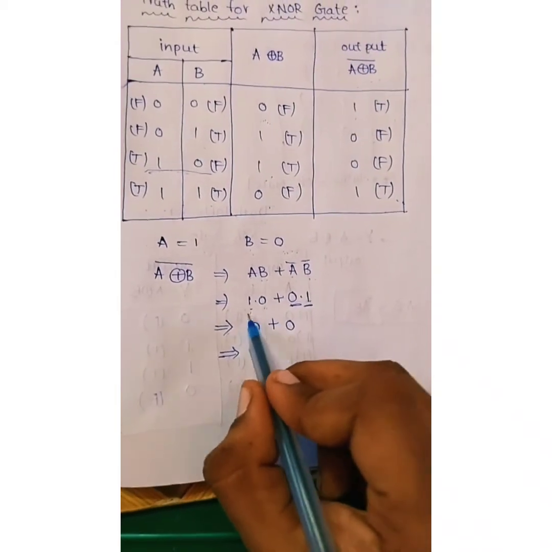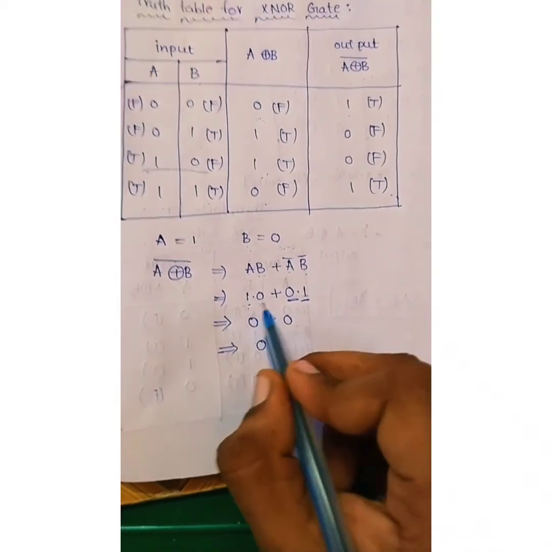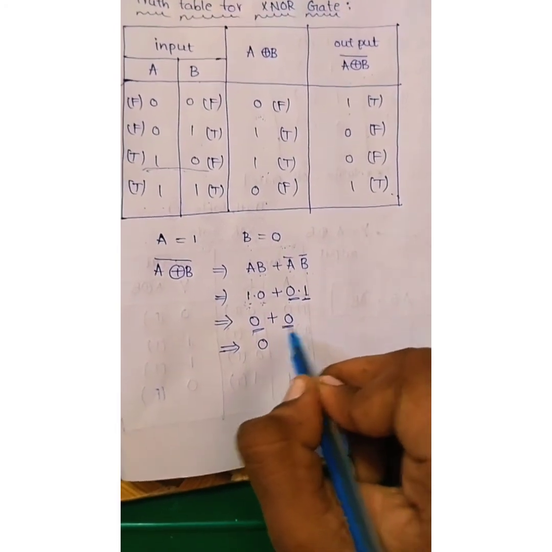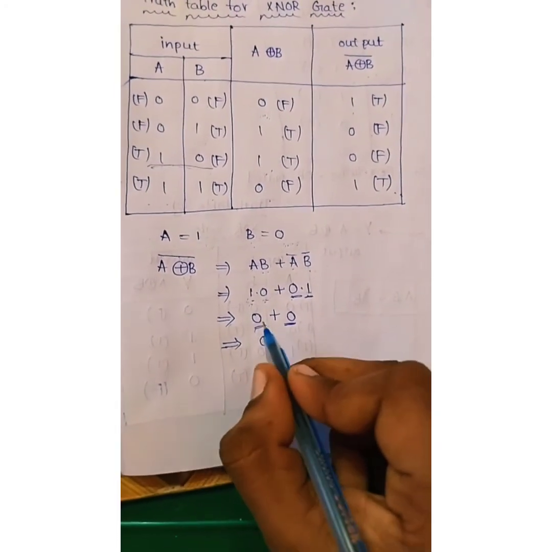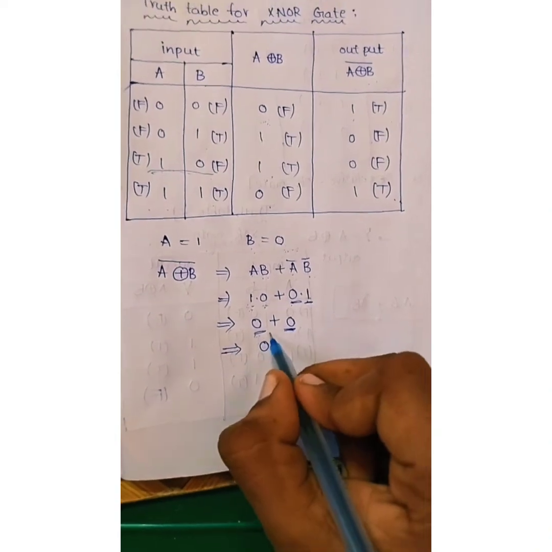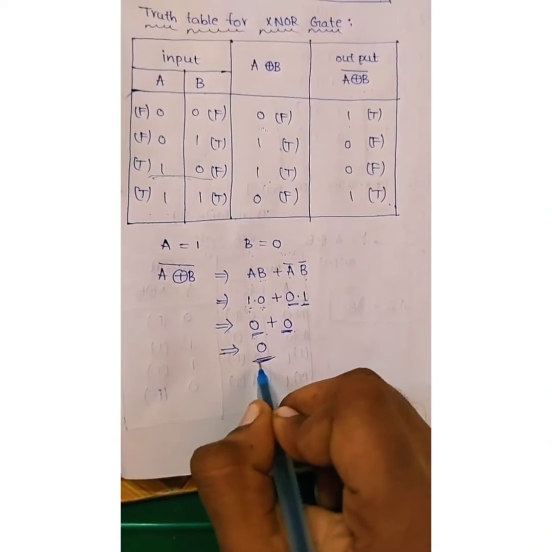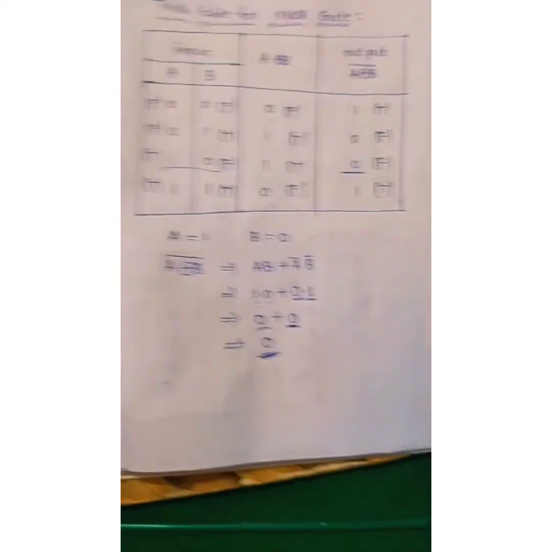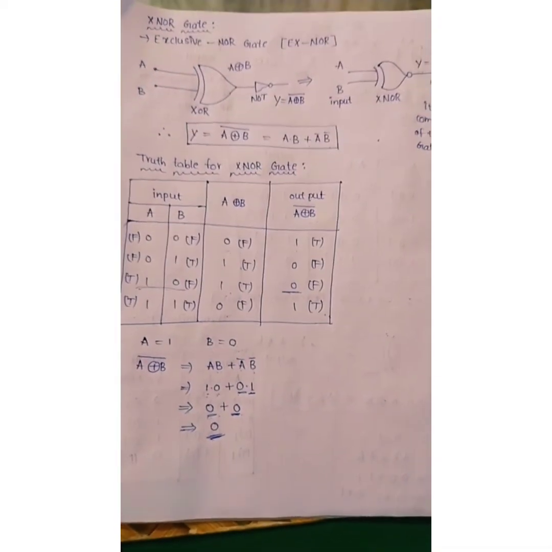So here we perform the AND gate. 1 into 0, 0. 0 into 1, 0. And here finally we perform the OR gate. 0 plus 0, 0. So the final output is 0. So this is the NOR gate.